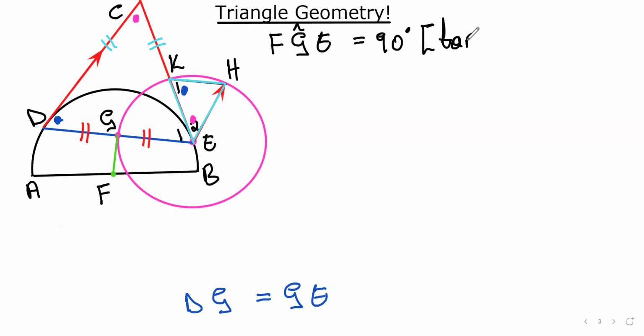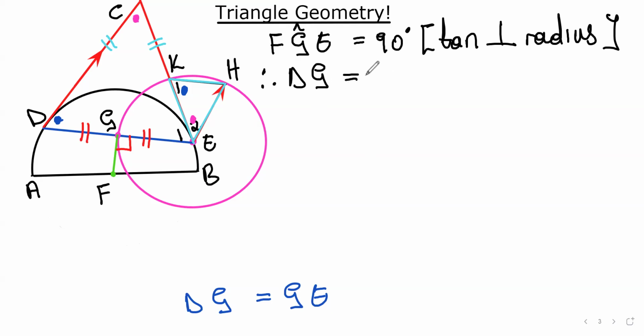Reason, we just said it. The tangent is perpendicular to the radius. Okay, fine. So now we know this is 90 degrees. If we know this, then we can safely conclude that DG must be equal to GE.